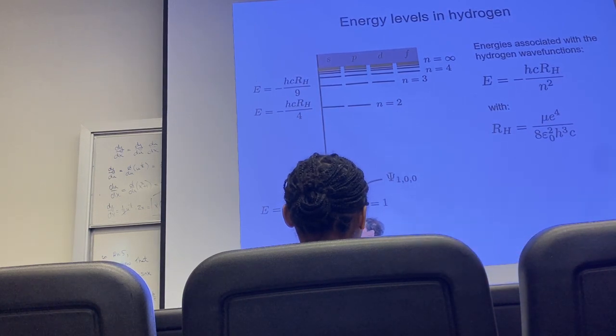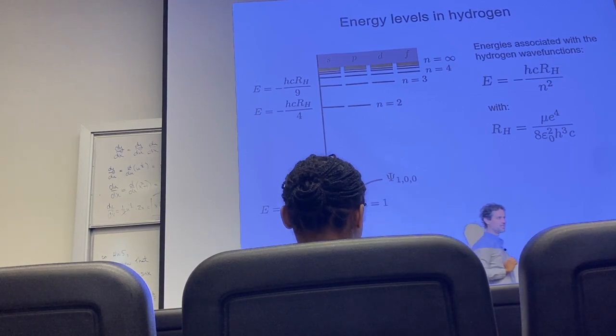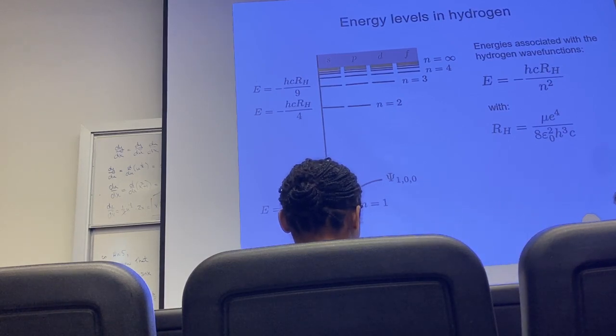sign, hcR_H. That whole energy here, hcR_H, is called the Rydberg energy. R_H itself is called the Rydberg constant. If you put hc in front of it, it's called the Rydberg energy. The Rydberg energy is the ionization energy of the electron in the hydrogen atom. Okay?